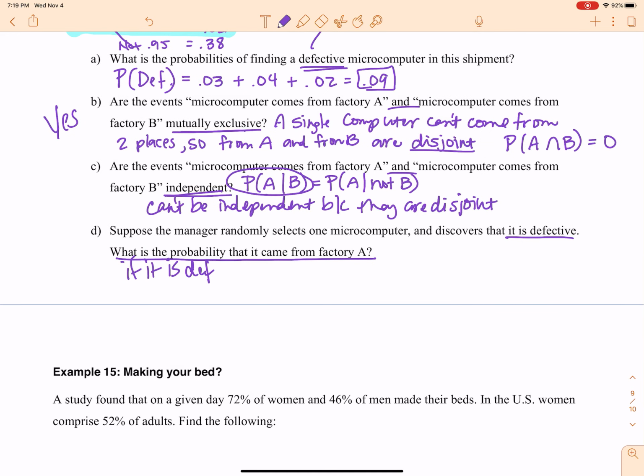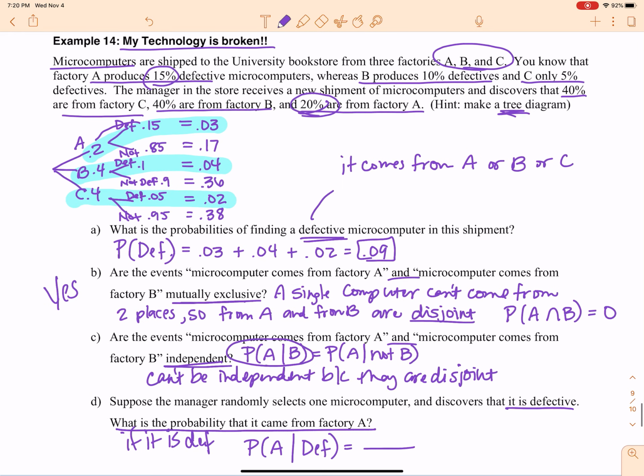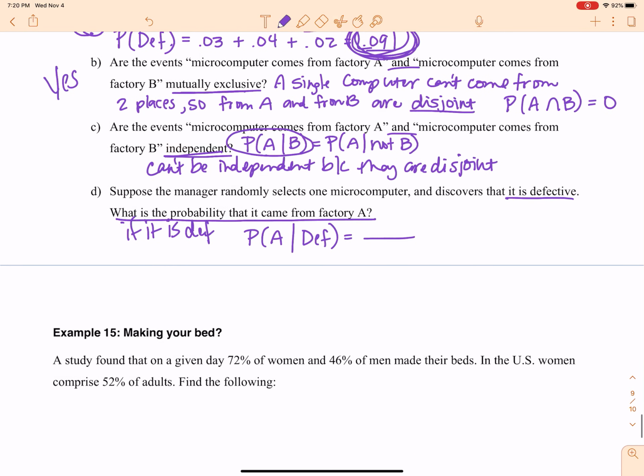So I have to set this up like this. The probability it came from A if it is defective. Conditional probability. All right, if it is defective, this is where things get tricky. I know it's defective. So that means it came from A or B or C. Well, remember what we did in part A. What's the probability of finding a defective microcomputer? That's the value right there that goes in my denominator.